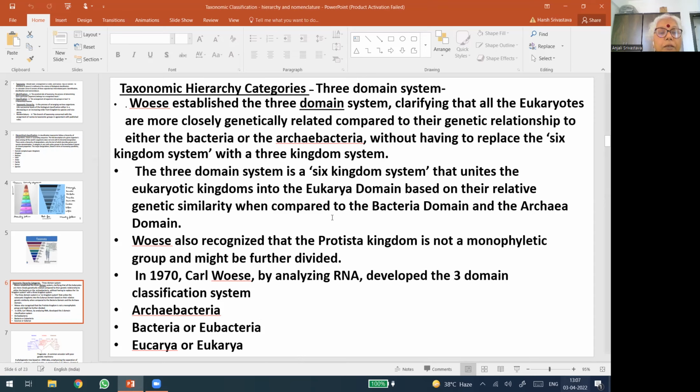Those three domains are Archaebacteria, Eubacteria and Eukarya. This three domain system was based on the genetical study of the organisms, basically the 16S ribosomal RNA and 18S ribosomal RNA. Studies have revealed, according to Carl Woese, that a genetical relationship exists among the members of these three categories, which were previously categorized into two major levels, the prokaryotes and eukaryotes, on the basis of cytology.